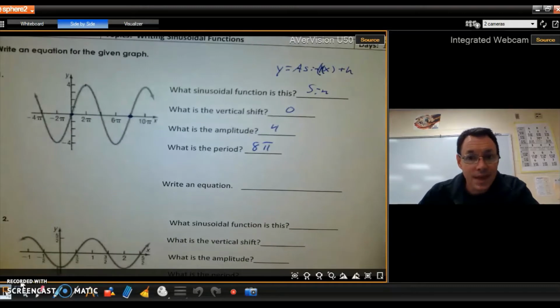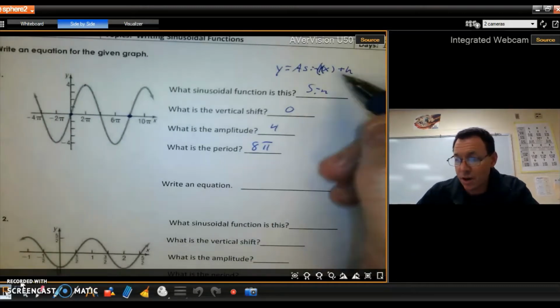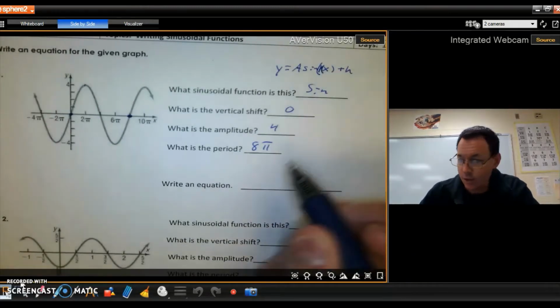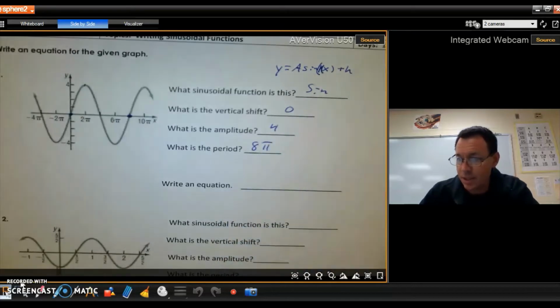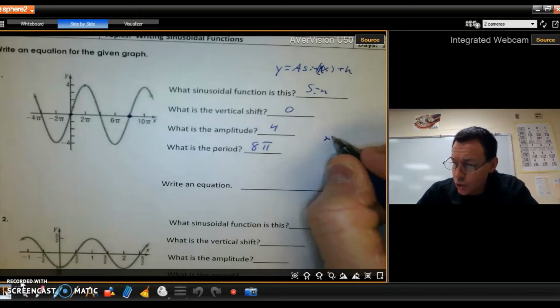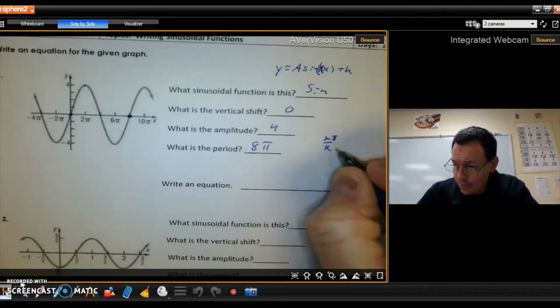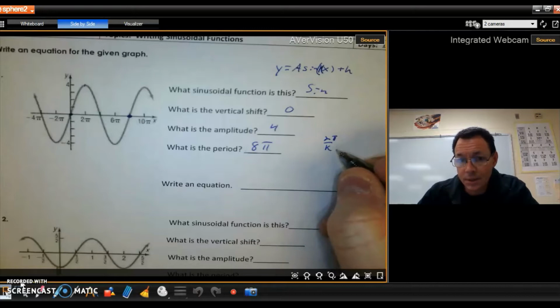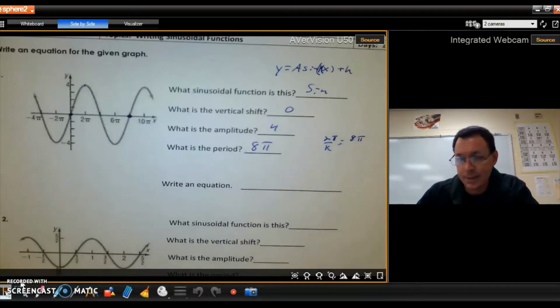Now, that is going to find us our k value. It's not the k value. This is not something that's going to get plugged into this equation. Remember, the period is 2 pi over k. And in this case, our period, or this formula, is equal to 8 pi. So now I just need to solve this for k.